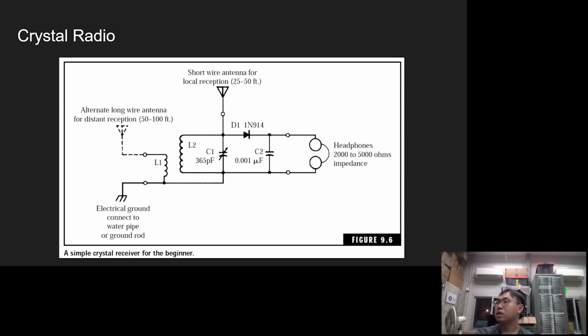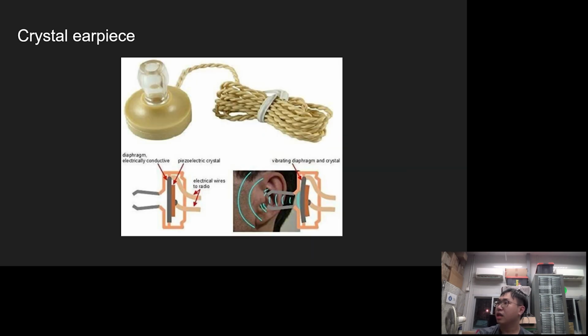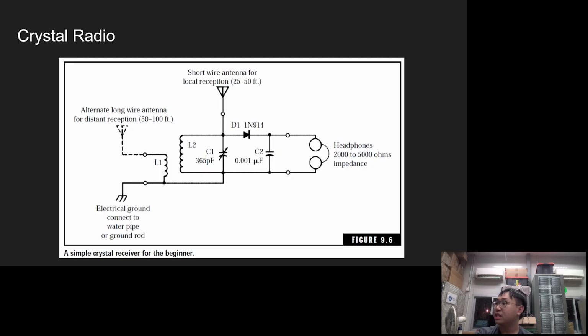And the headphone here has very high characteristics. You see that the headphones have an impedance of 2,000 to 5,000 ohms. So you cannot use normal daily headphones with a crystal radio and hear the voice.